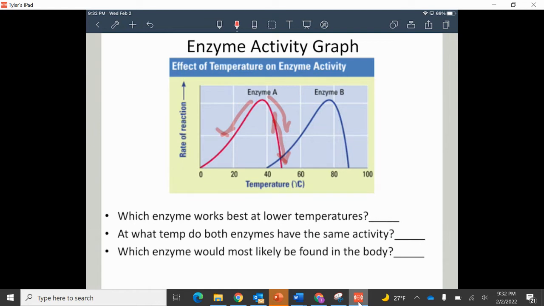Okay. And so I always call enzymes divas. You'll hear me talk about enzymes being divas. They have to have it just right. And it's kind of like Goldilocks, not too hot, not too cold, just right. They're very picky. They work great, but they're very picky in the body. And we see that in cells as well.